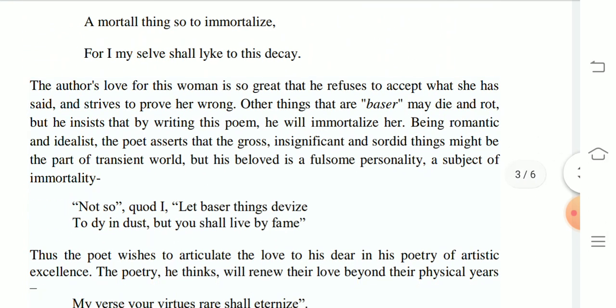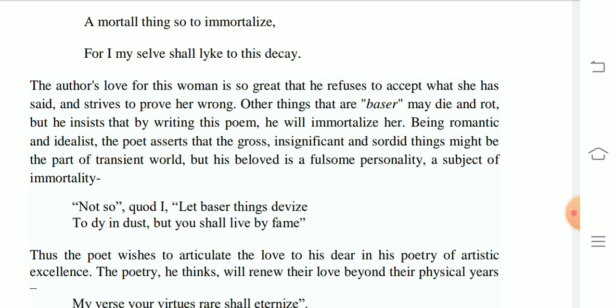The author's love for this woman is so great that he refuses to accept what she has said and strives to prove her wrong. Other things that are baser may die and rot. Baser means inferior. But he insists that by writing this poem, he will immortalize her.